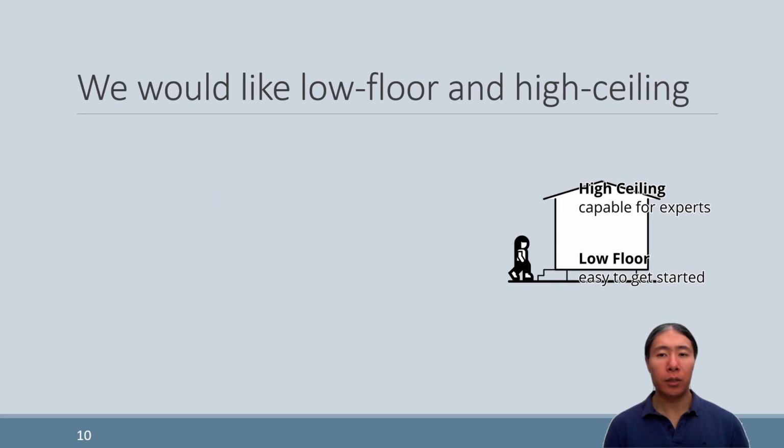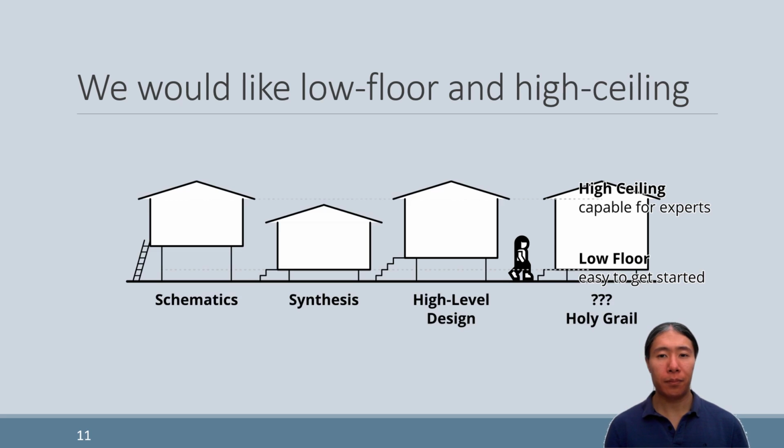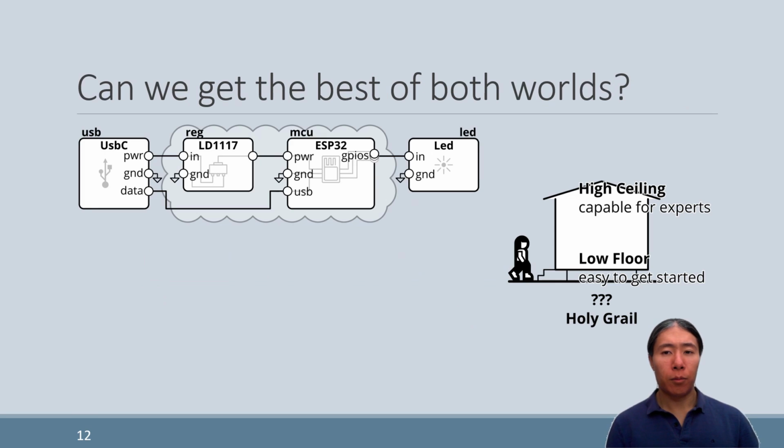Towards an ideal design tool, we can look at desirable characteristics from the creativity support tools literature. In their analogy of this mythical, unaffordable thing called a house, the ideal one is both low floor, or easy to get started with, and high ceiling, or capable for experts. Here, schematics would be high floor and high ceiling, synthesis tools are low floor but low ceiling, and high-level design tools are mid-floor and high ceiling. One approach might be to bridge the best of synthesis and high-level design.